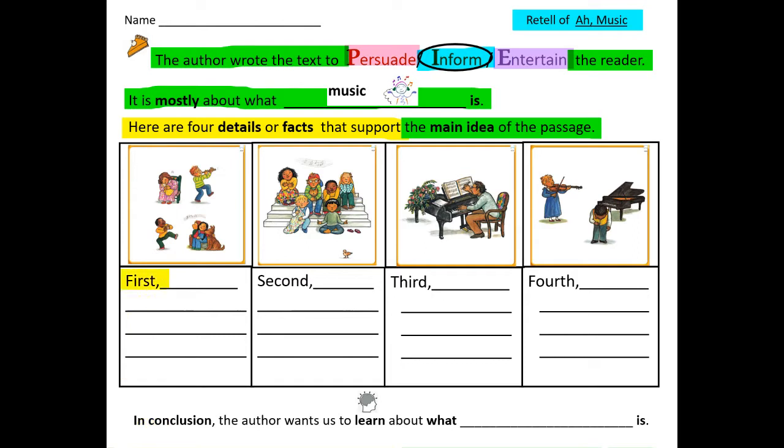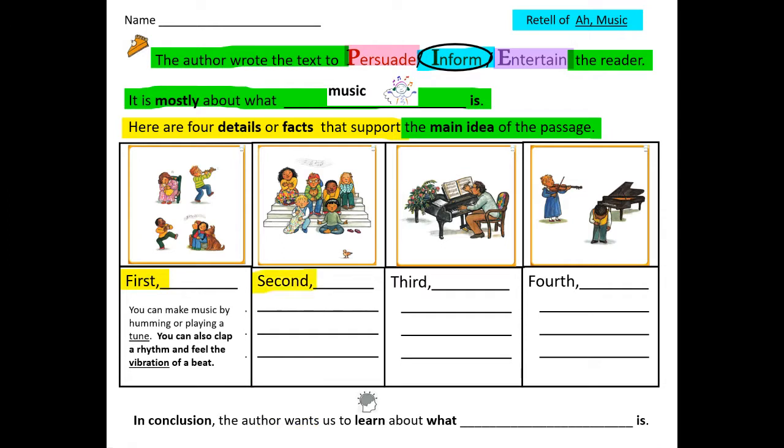So, first, how can you make music? So, first, you can make music by, well, you can make music by humming or playing a tune. You can also clap a rhythm and feel the vibration of a beat.